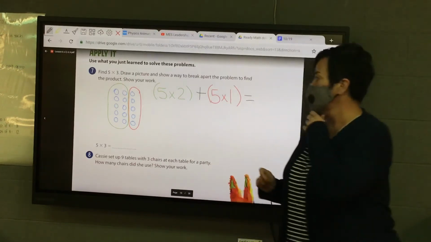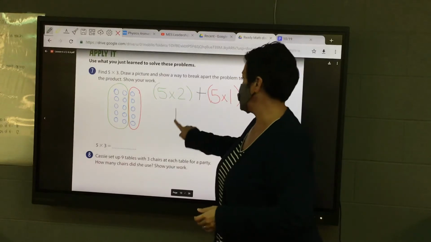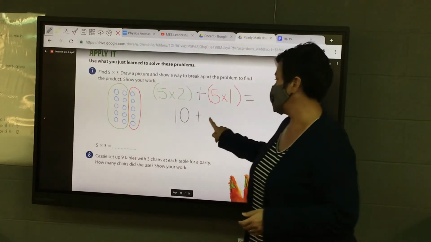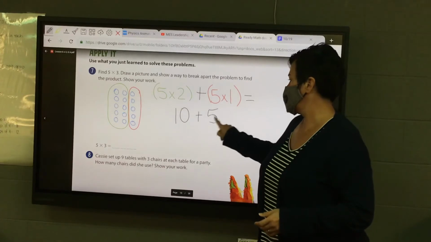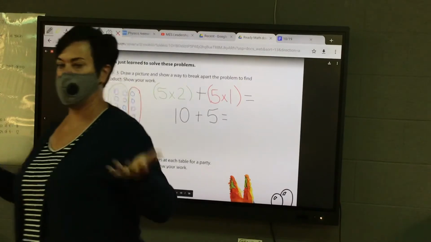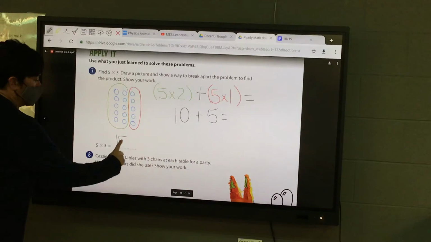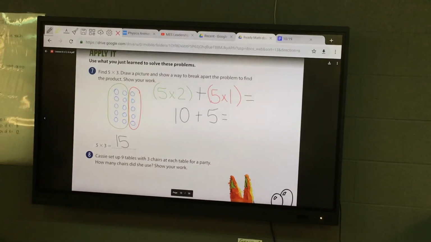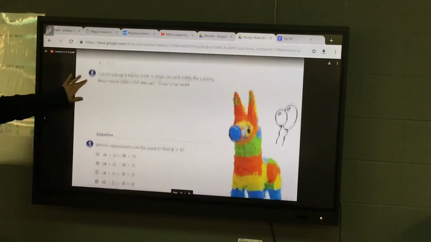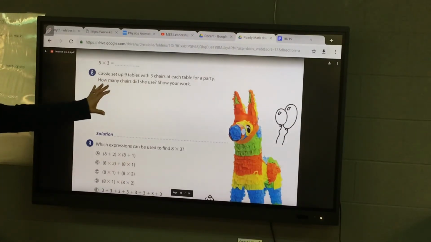Okay, so everybody, what's 5 times 2? 10. And what is 5 times 1? Can you figure out what 10 plus 5 is then? Everybody? 15. Okay. Everybody finished with that? All right, make an array to show this one.